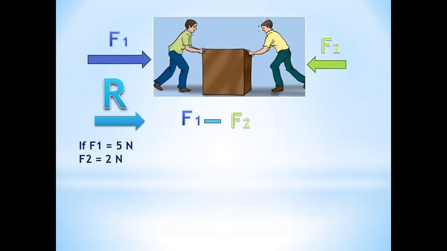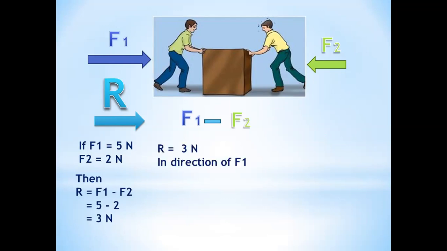So if F1 is 5 and F2 is 2 Newton, then the resultant force is the difference between them, which is 5 minus 2, which is 3 Newton. So the magnitude is 3, and the direction is in the direction of the bigger force, which is F1.